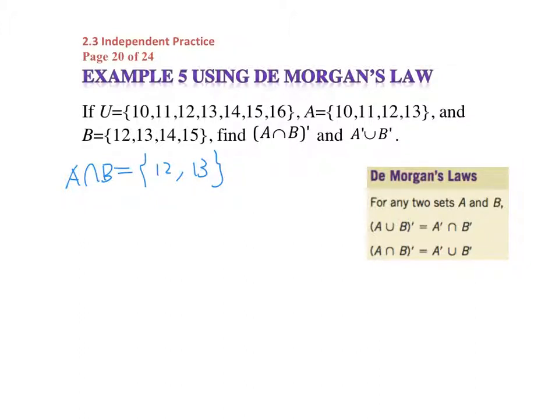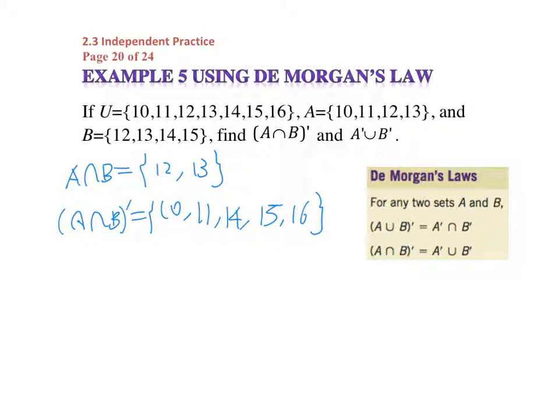And once we find that, once you have that, you'll be able to find A intersection B complements, which is everything but 12 and 13. So that would be 10, 11, 14, 15, and 16. That's how we solve the first one.